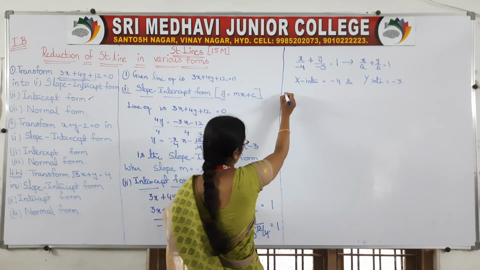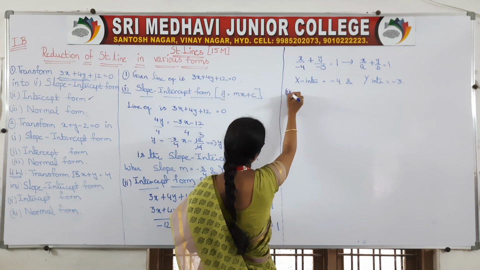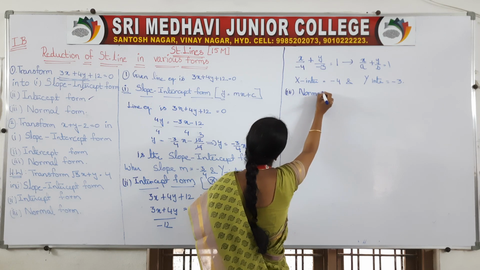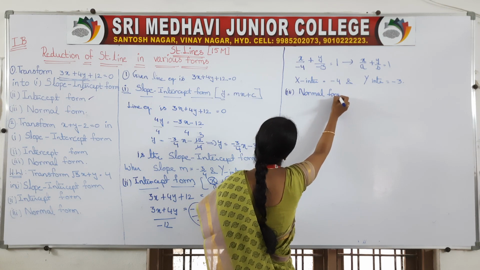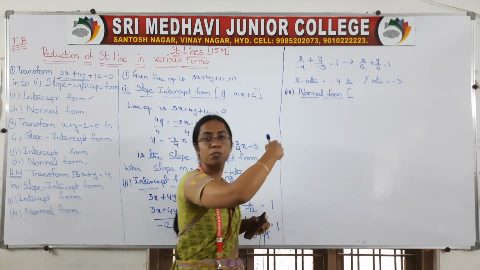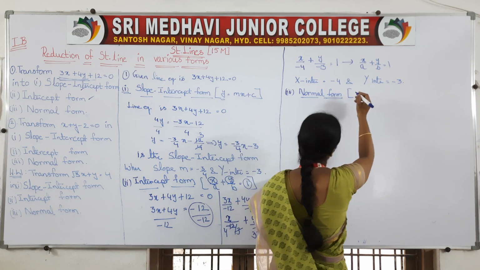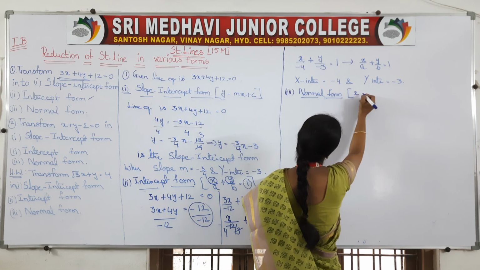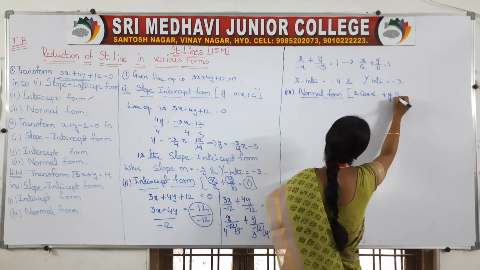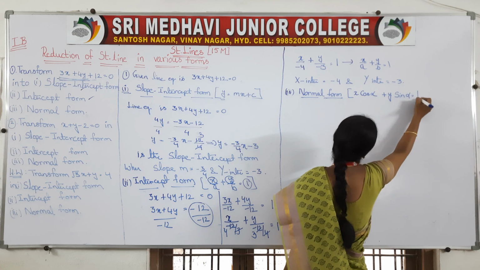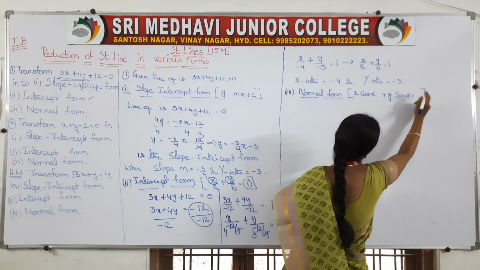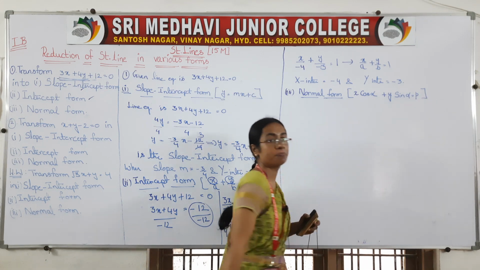The third form is a little bit lengthy and you should observe carefully. This is normal form. But you know all the forms already from the previous class, where I explained what the normal form, the intercept form and the slope intercept form are. So what is our normal form? x cos alpha plus y sin alpha is equal to p. This is your normal form.